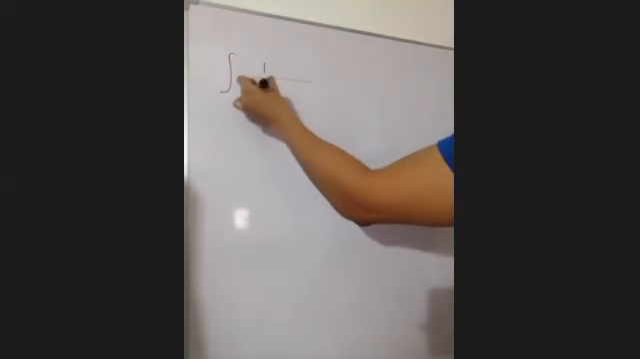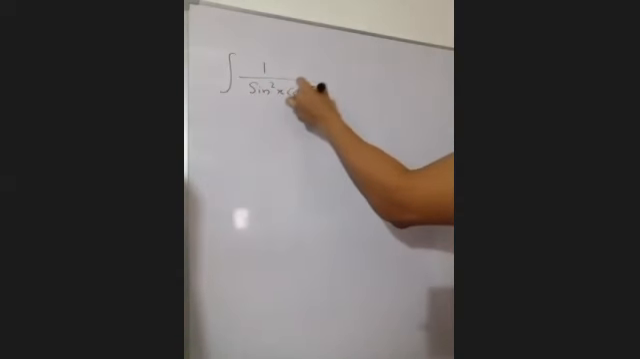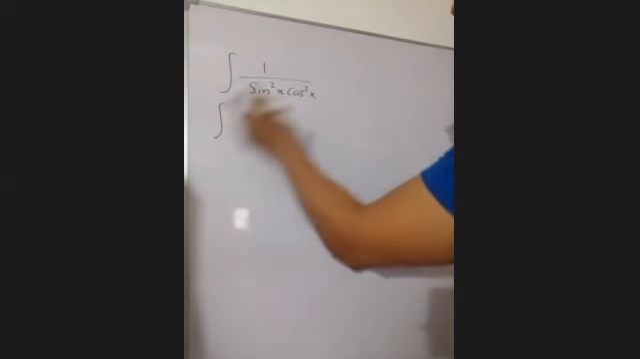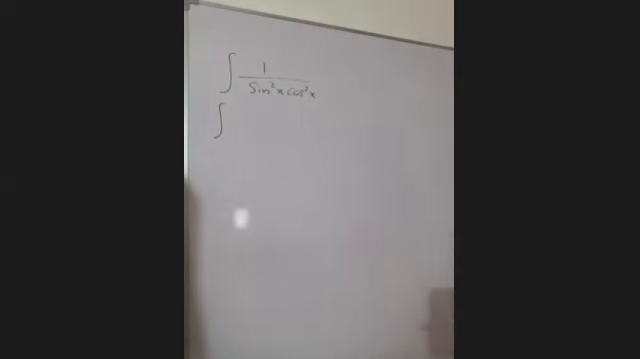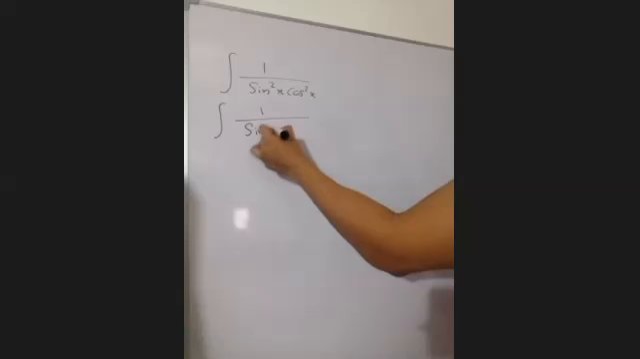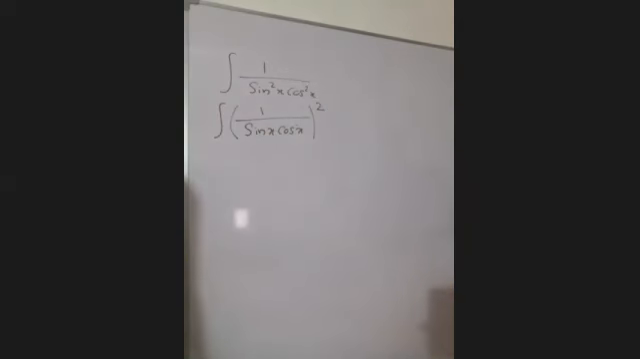Now if this one comes: the integration of 1 over sin squared x cos squared x. How are you supposed to do this kind of integration? We have a situation where, even if you take it in terms of cos squared x, it won't work. So I will take this as (sin x cos x) all squared. That's a way of doing this question.